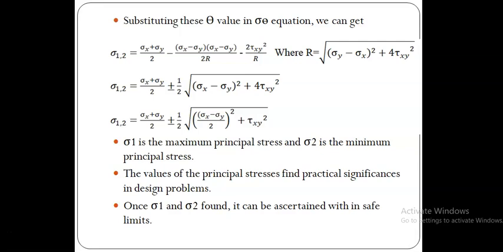So in order to identify this kind of failure plane as well as the failure stresses, the application of sigma 1 and sigma 2, finding the principal stresses, is very important.